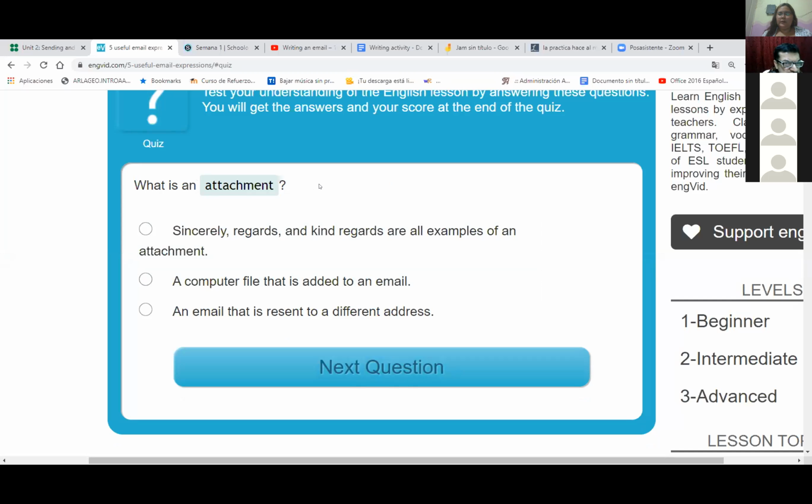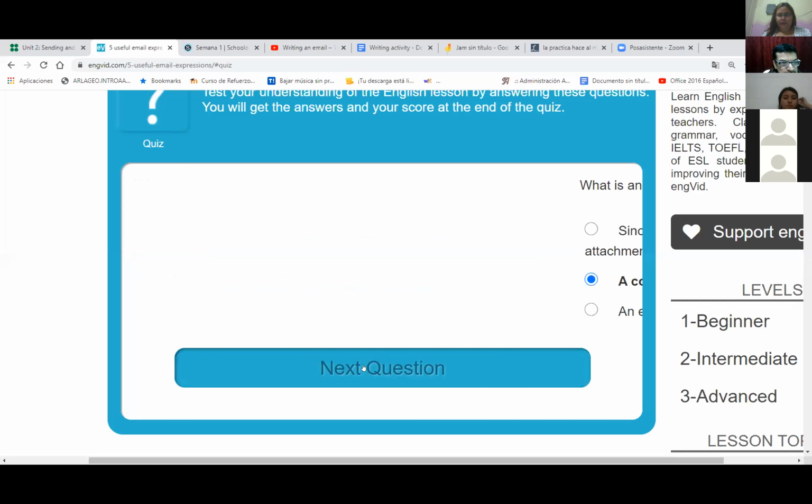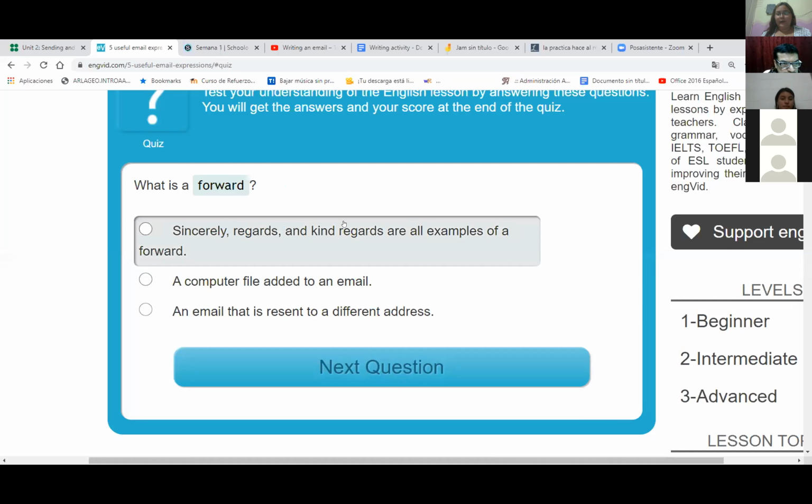What is an attachment? An attachment is a computer file that is added to an email. Yes, added is the correct one. Okay, that is an attachment. Good, good. Rosa, look at the next one. Read it, please.